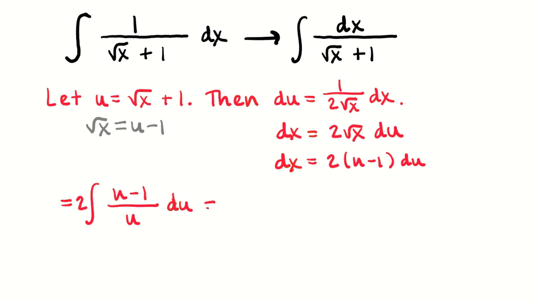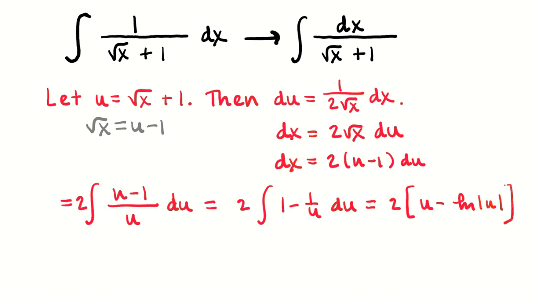So now I'm going to do a little bit of division. So this is 2 times the integral of 1 minus 1 over u du. Okay, and now we're going to be able to solve this one easily. So this is going to be 2 times u minus the log of the absolute value of u plus c. Okay, that's barely on the screen, but it is.